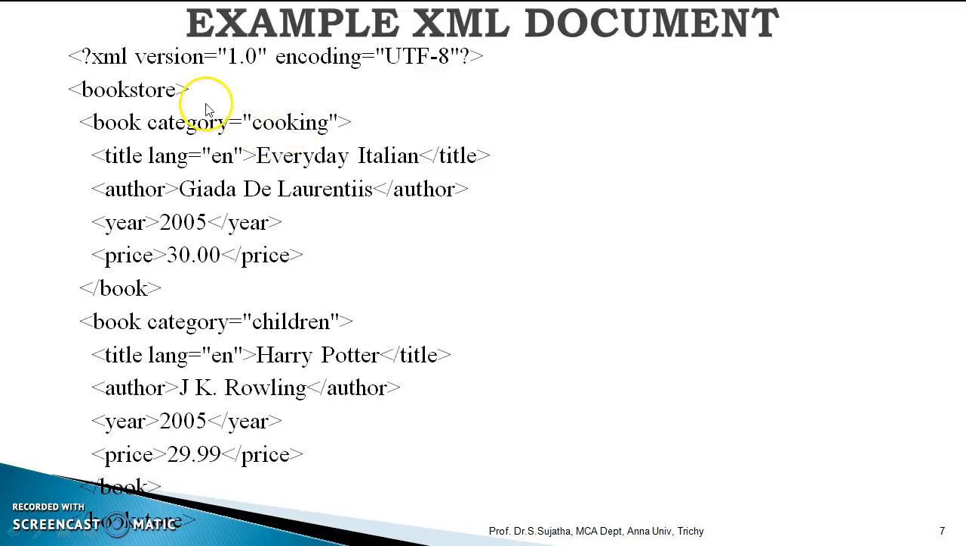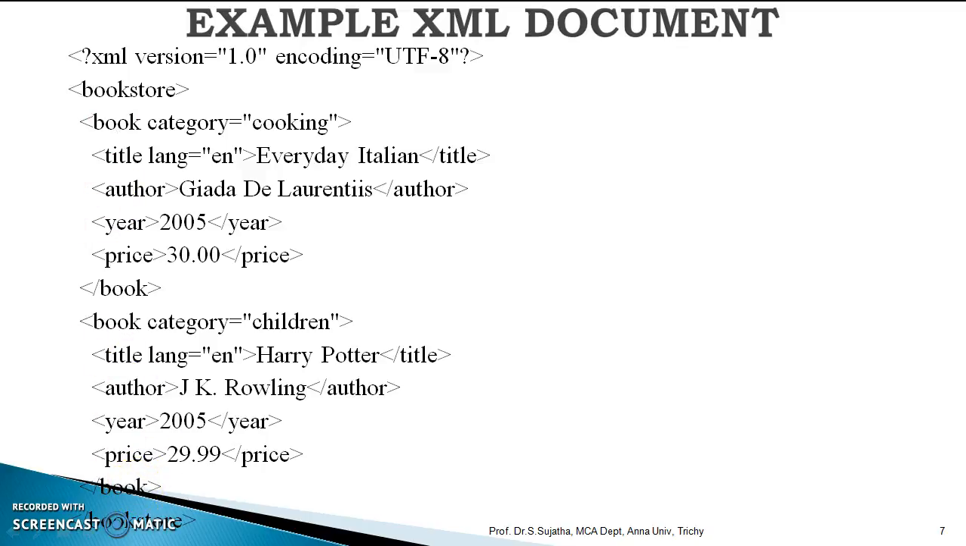The word which is placed inside the angle bracket is referred to as element or a node. The word placed inside the double quote is referred to as attribute value. Category is the attribute, and the value of the category attribute is cooking. Language attribute has a value as EN, English. Author, year, price, these are the subchildren for the book element.